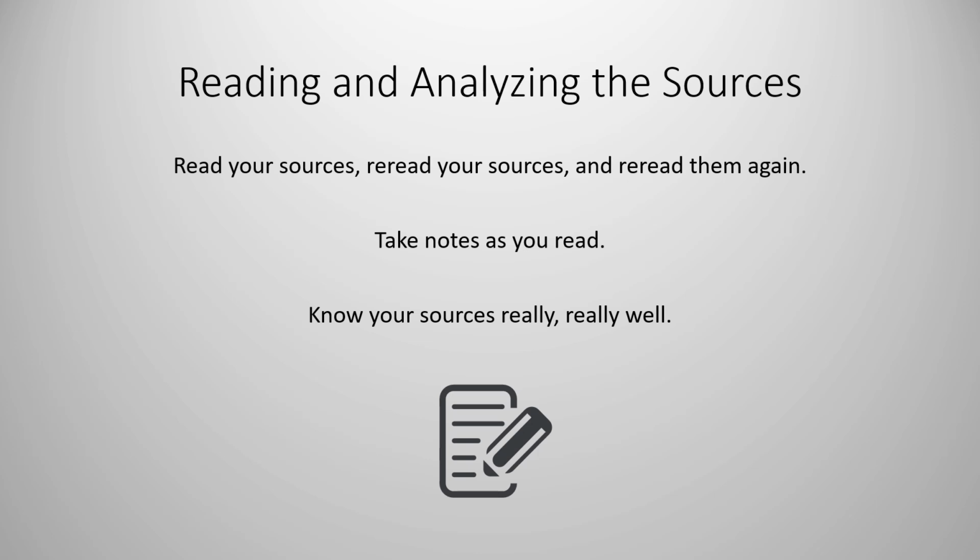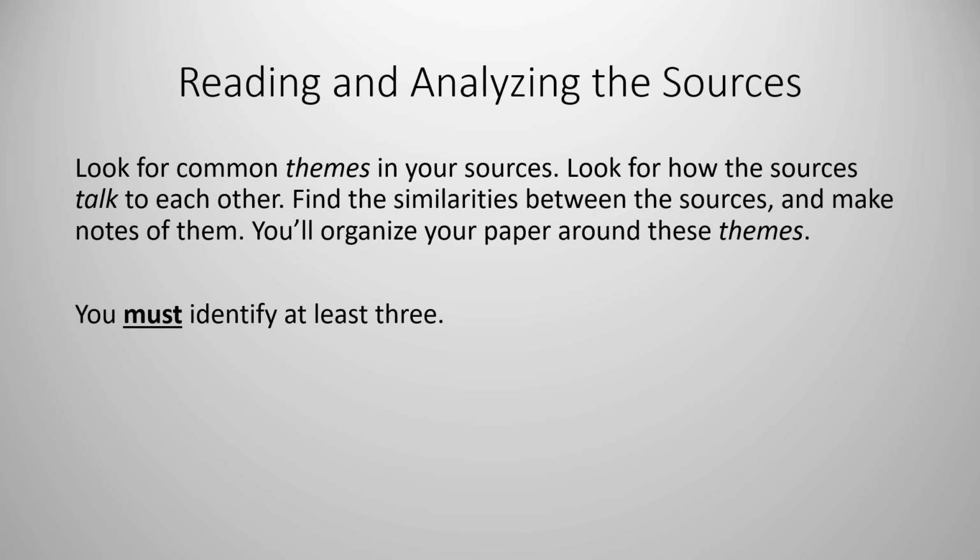So often I see students having trouble with this type of assignment. They just aren't familiar enough with their sources. The next thing you'll need to do is more difficult, though. As you're reading, you'll need to look for what I'm going to call common themes in your sources. Look for how the sources talk to each other. Find the similarities between the sources and make notes of them. You'll organize your paper around these themes. You must identify at least 3 in order for your paper to have a clear and logical organization.